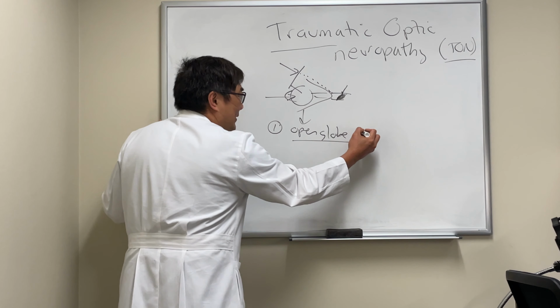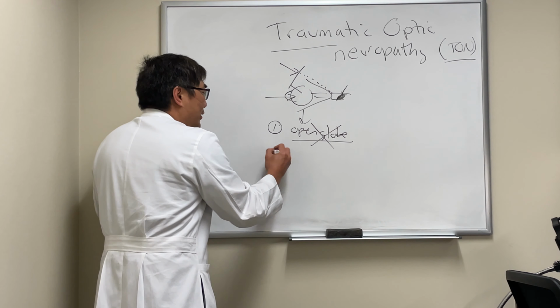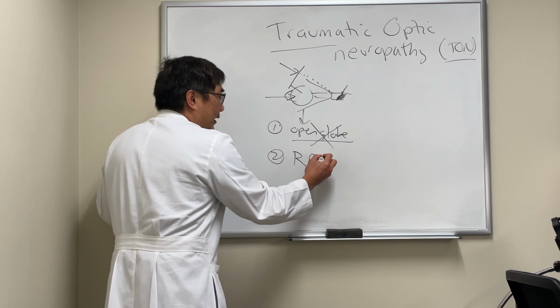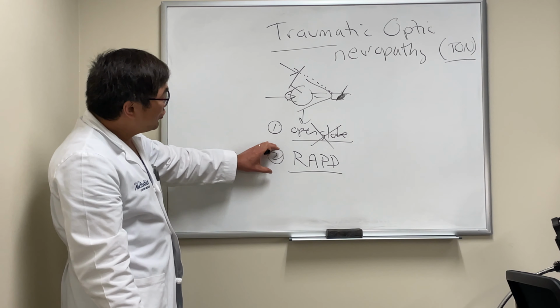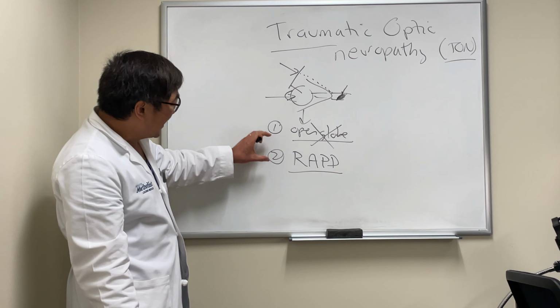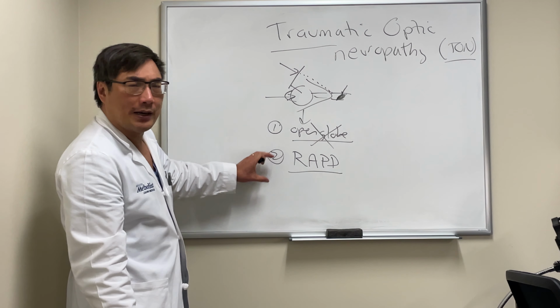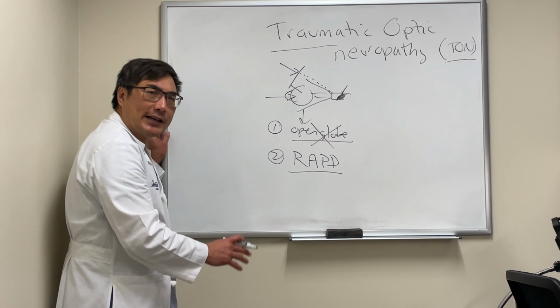Once you've made sure it's not an open globe, then you're going to be looking at the eye for the critical finding, which is the relative afferent pupillary defect. Usually it's unilateral, but it can be bilateral traumatic optic neuropathy. But if you see this RAPD, that's usually helpful.